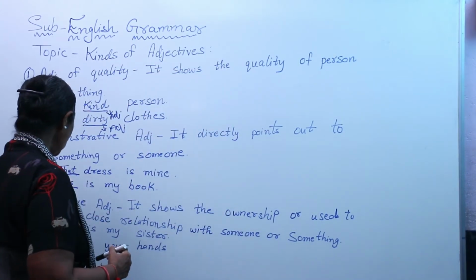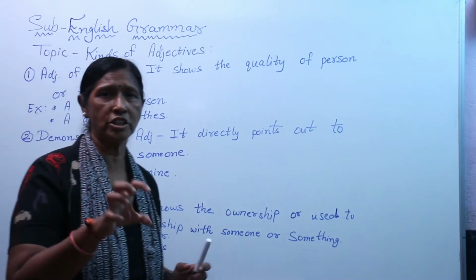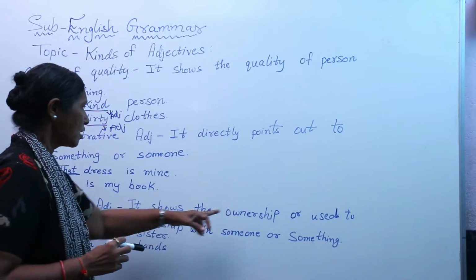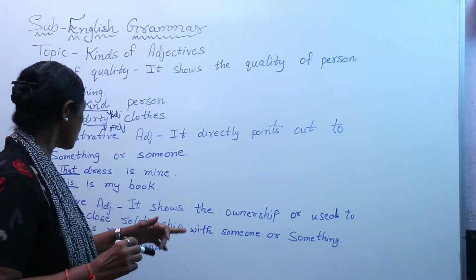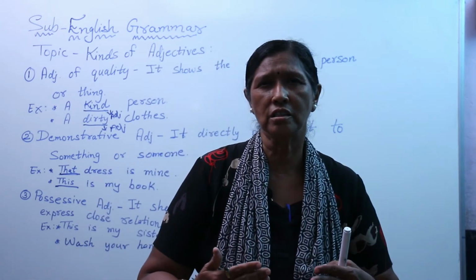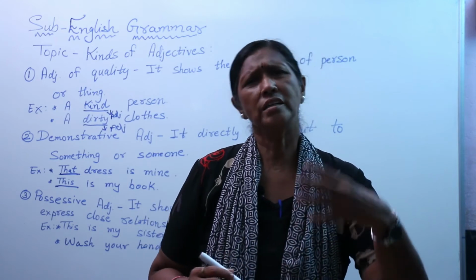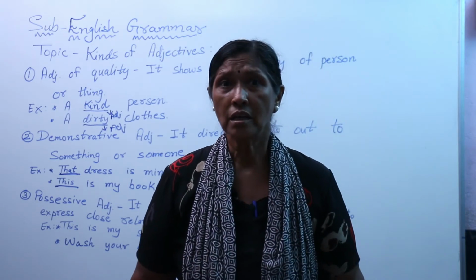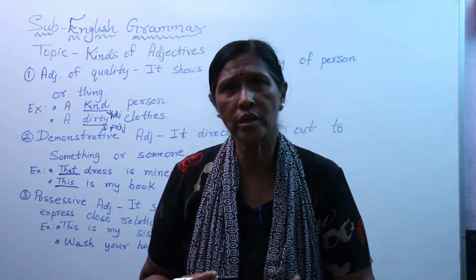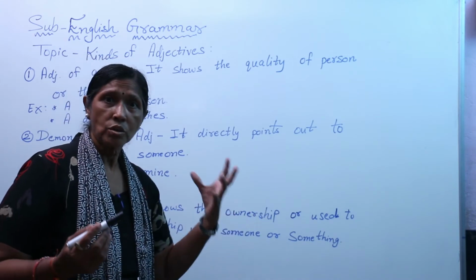Now my next is possessive adjective. What does it show? It shows the ownership. Or it is used to express close relationship with someone or something, means the close relationship with someone or with something, that it may be with an animal, or a toy, with that also the close relationship, because toy is a thing.